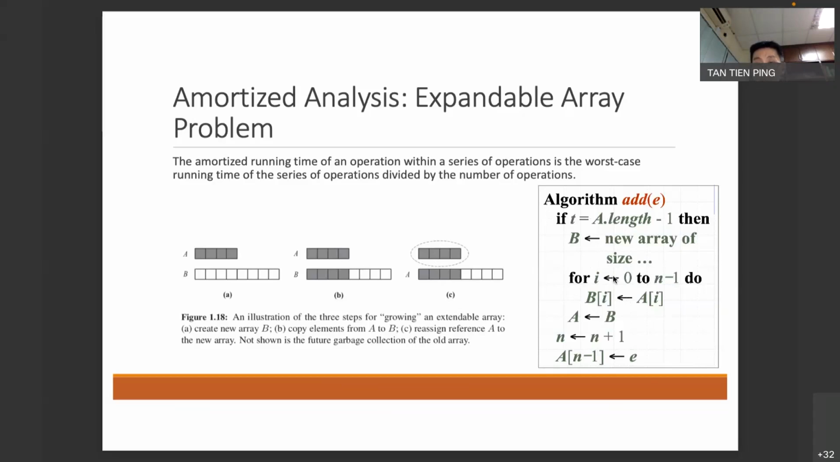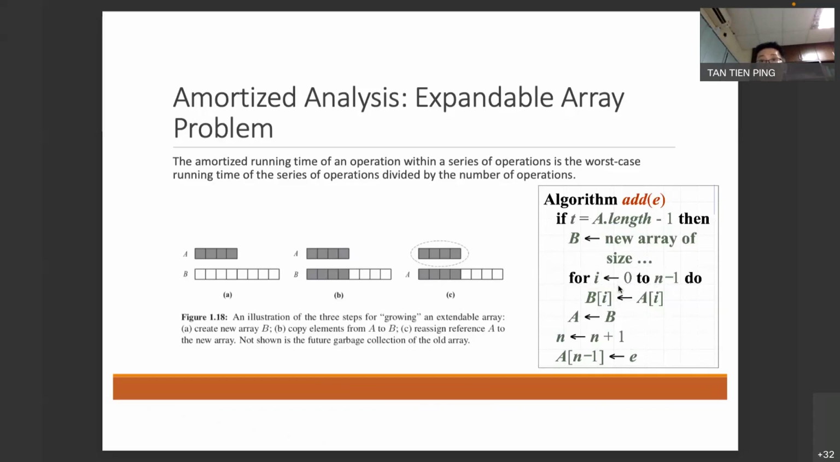Then there is a for loop to copy items from array A to the new array B, right? So this is a for loop, and as you know, this for loop starts from item 0 until n minus 1, meaning it will be running n times, right? So at a certain moment, when we add an item, you can see that it runs n times, right? The time complexity is big O n over here.